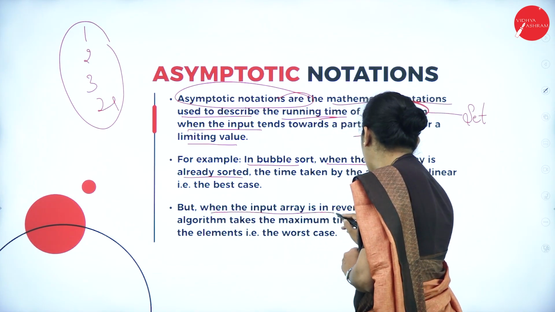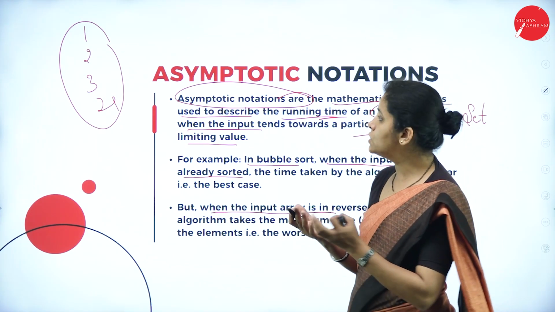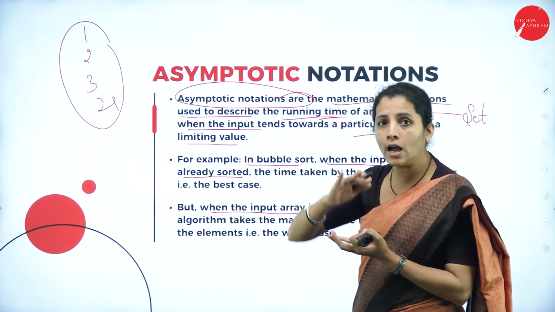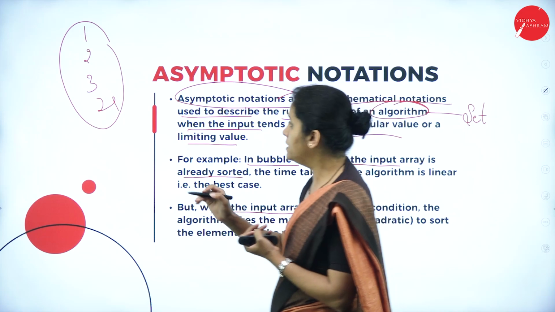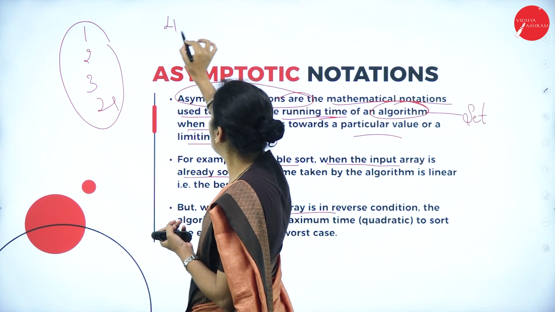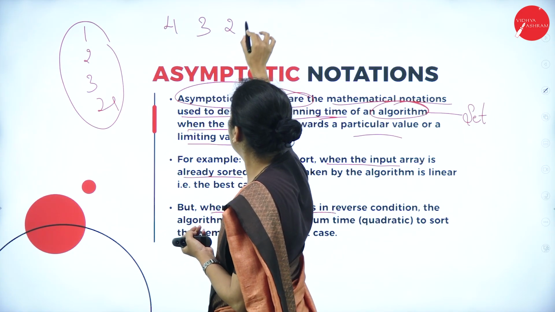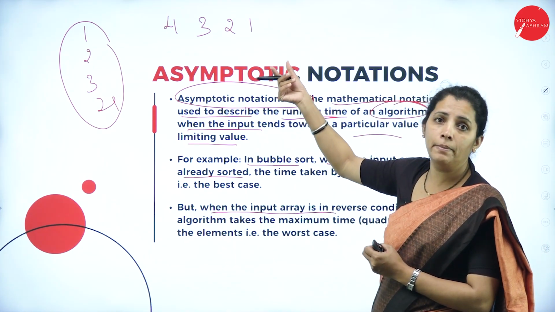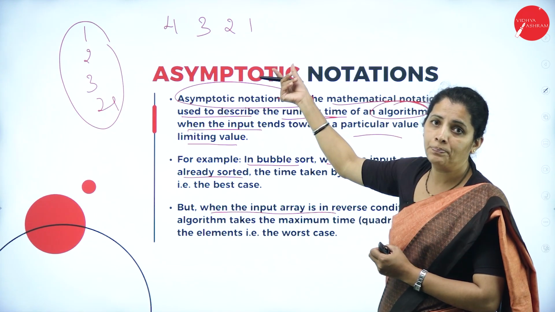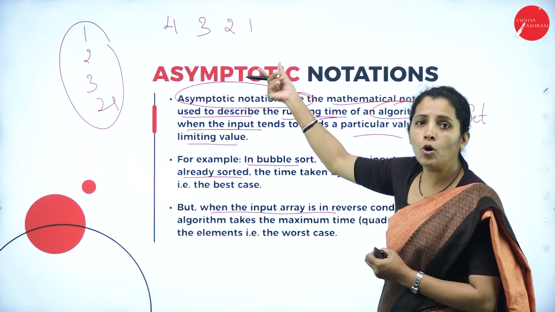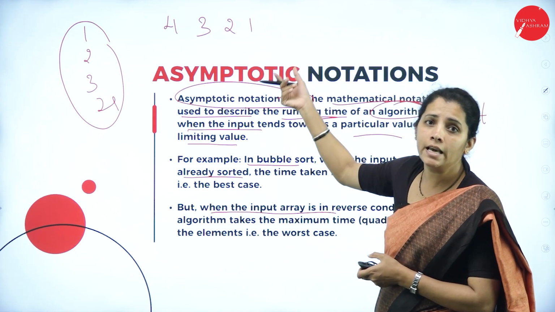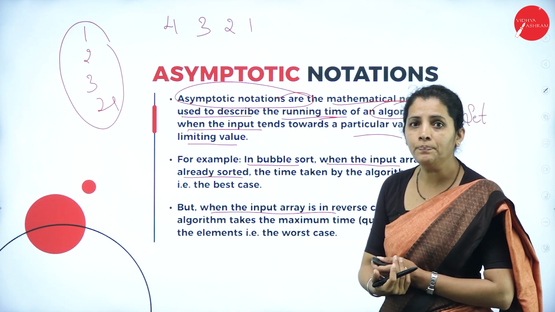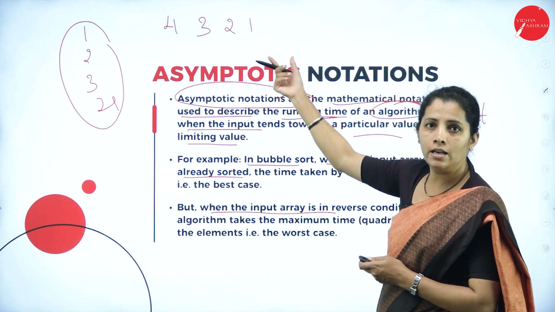Okay, fine. When the input array is in reverse condition, in the sense what? In descending order, and I want to sort all the array elements. For example, my array elements are 4, 3, 2, 1, and I want to sort these array elements in ascending order. So what is the time complexity? That's the worst case, right? In the worst case, I'm going to have the descending order of elements.